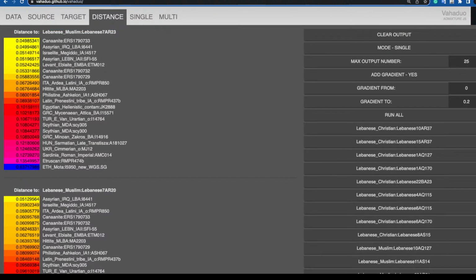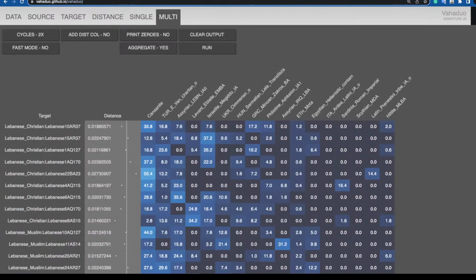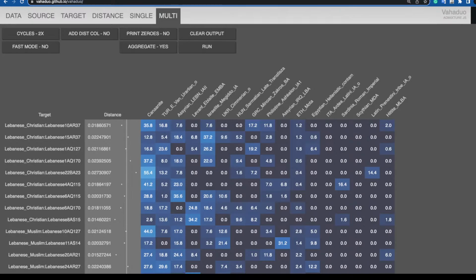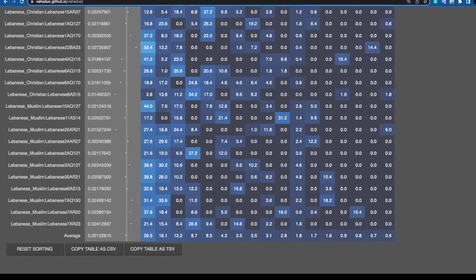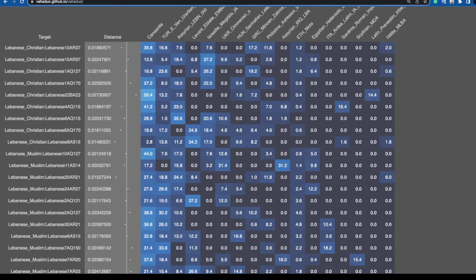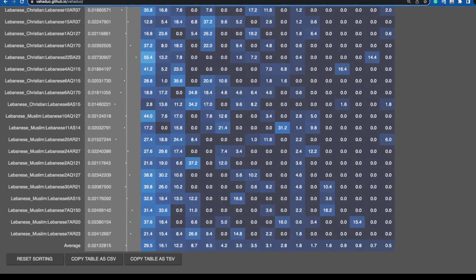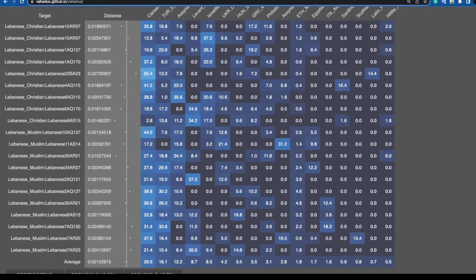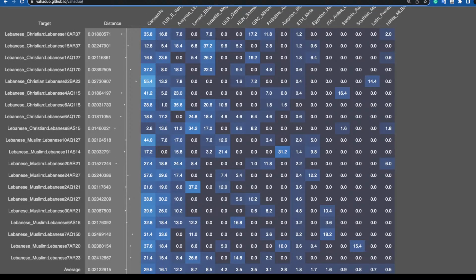Once again, all you have to do when you're watching this is pause the video on the specific sample. All right, so the admixture. We see a close affinity to the Canaanites. The average for both Christians and Muslims is 29.5%. But from what I can see, it seems like the Christians have a closer connection to.